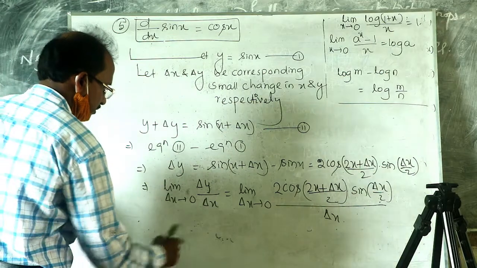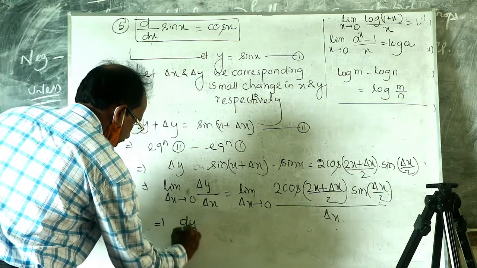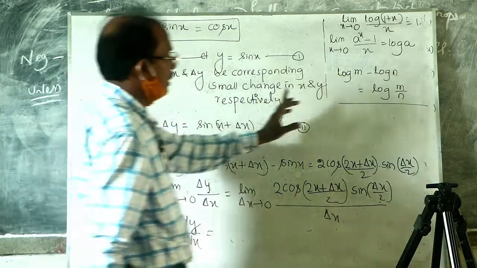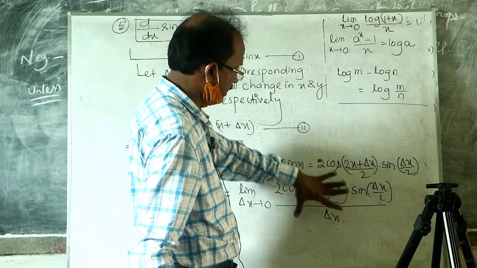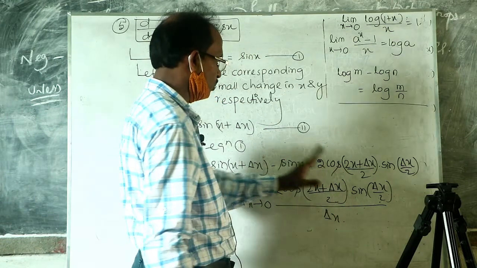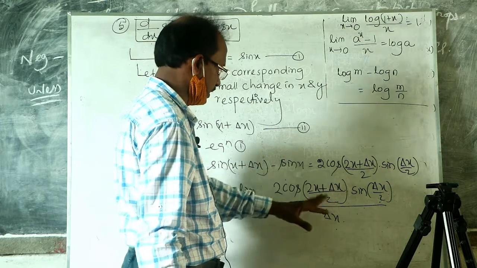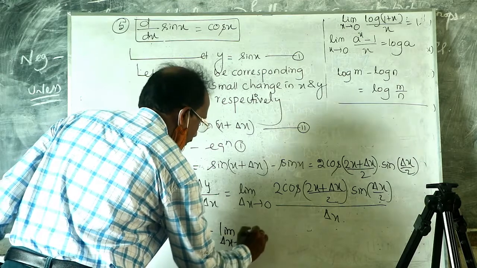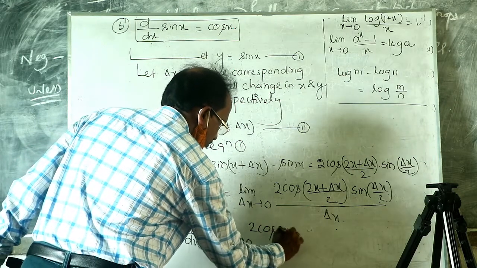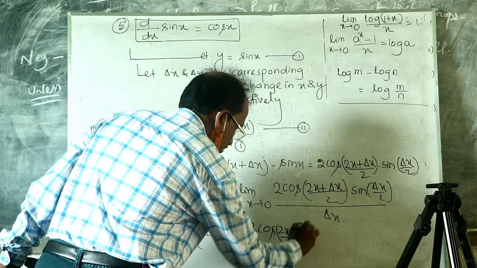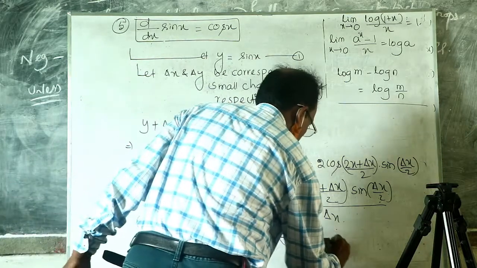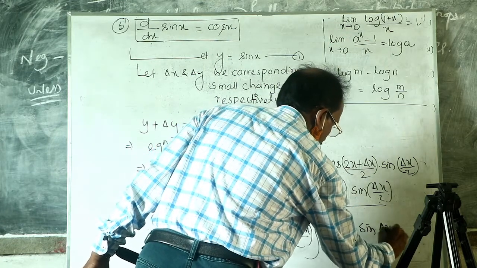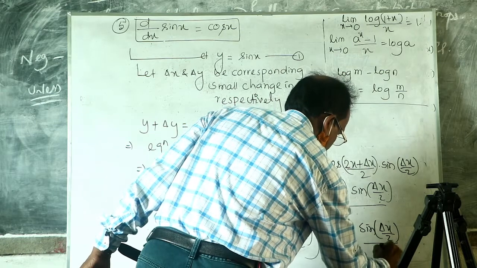The left hand side can be written as dy by dx. So we shall find this value. The right hand side is a limit, the left hand side is a derivative. We shall find the value of this limit by dividing it into two parts: limit delta x tends to 0 of 2 cos (2x plus delta x) by 2, into limit delta x tends to 0 of sin (delta x by 2) by delta x.